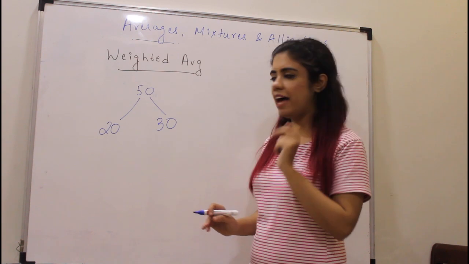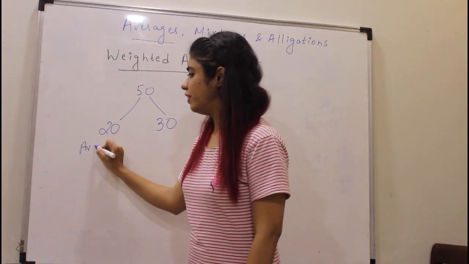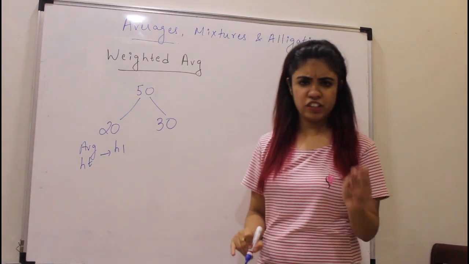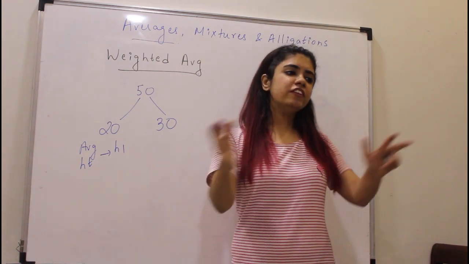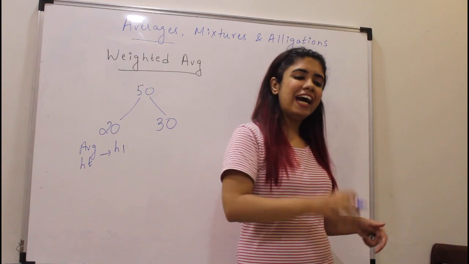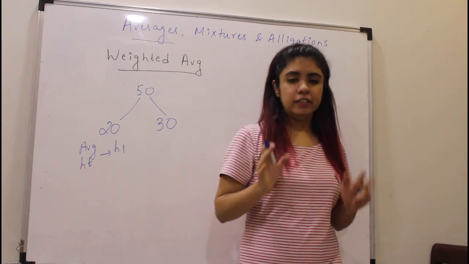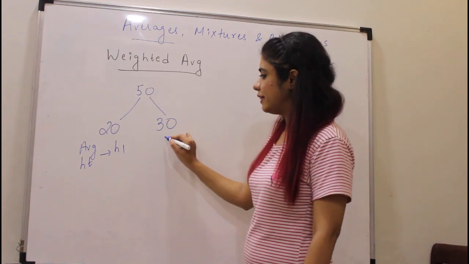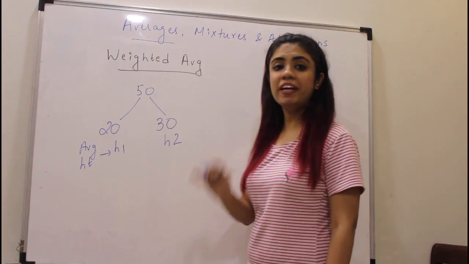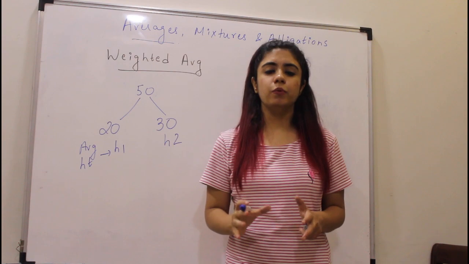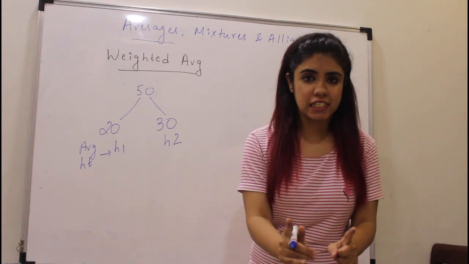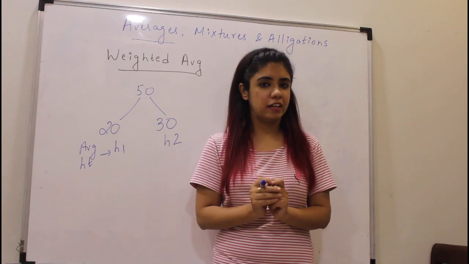Let's say their average height came out to be h1. Then for the remaining 30 students, I again asked them their height. Then I calculated the average of these students also. Let's say their average height came out to be h2. I'm asking you, what is the average height of the entire class?